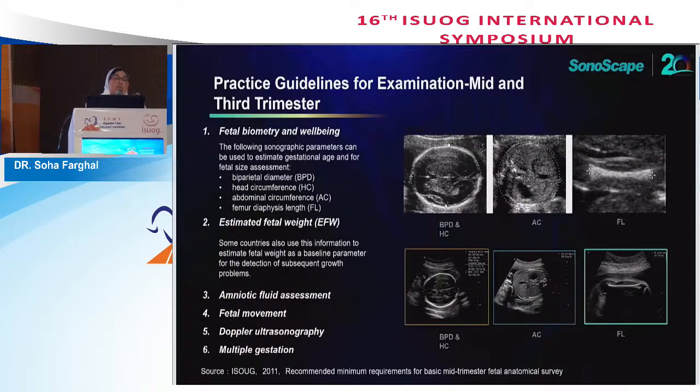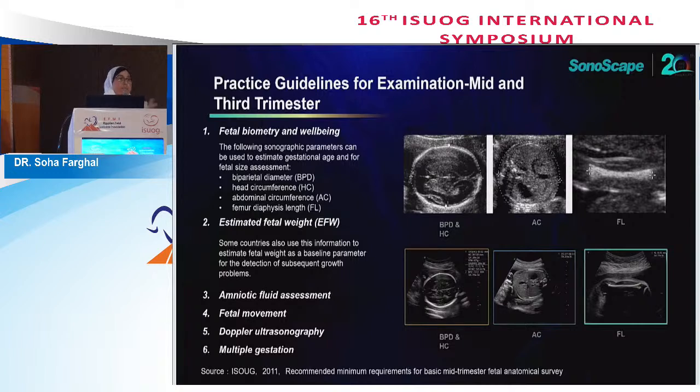So let us concentrate now on the practice guideline for the examination of the mid and third trimester. As all of us know, our fetal anomaly scan and the evaluation of the pregnancy are usually done in the mid trimester. That's why S-Fetus is already based on these guidelines for the examination of the mid and third trimester. And in these guidelines, the most important are 7 points.